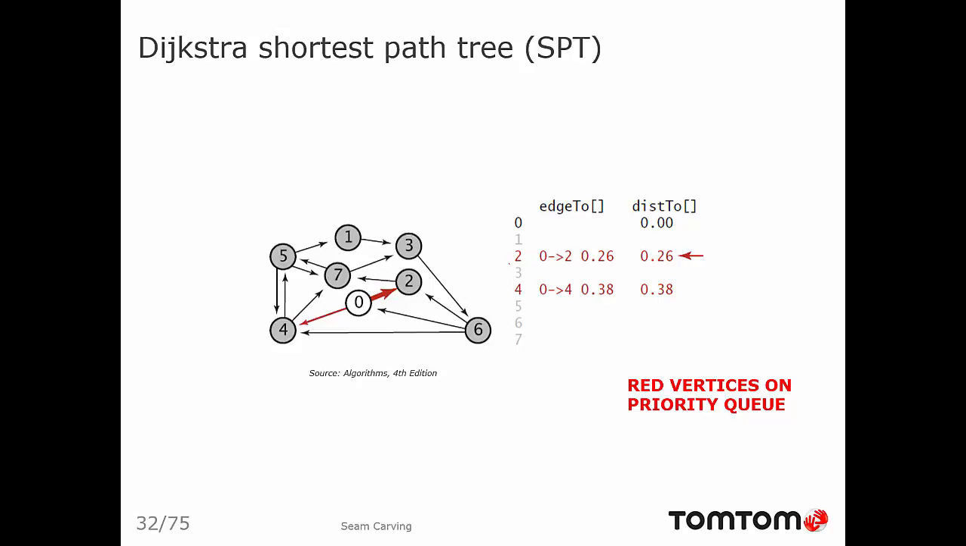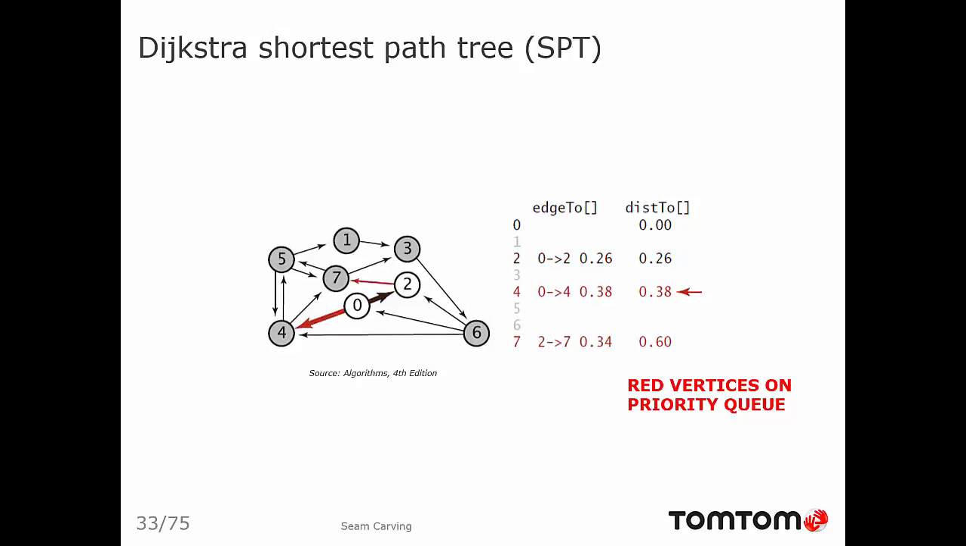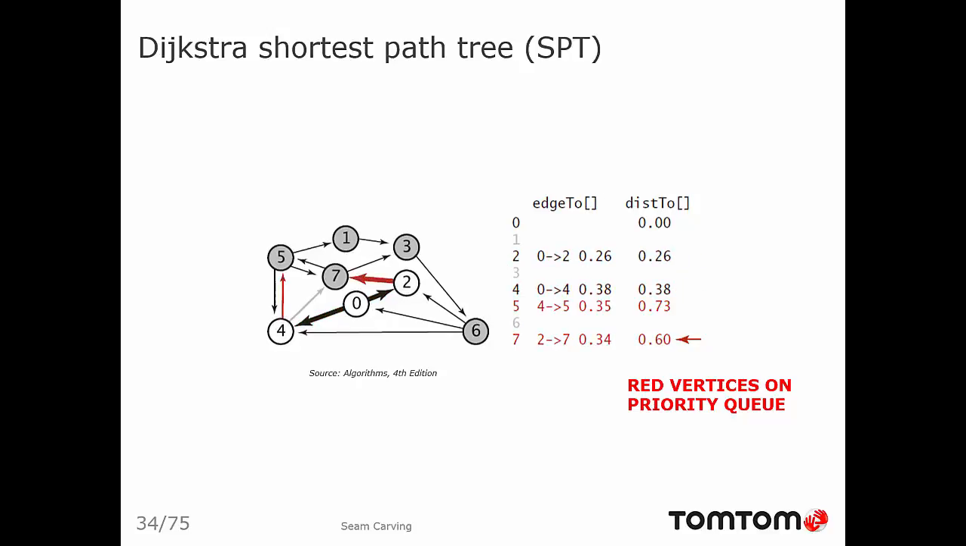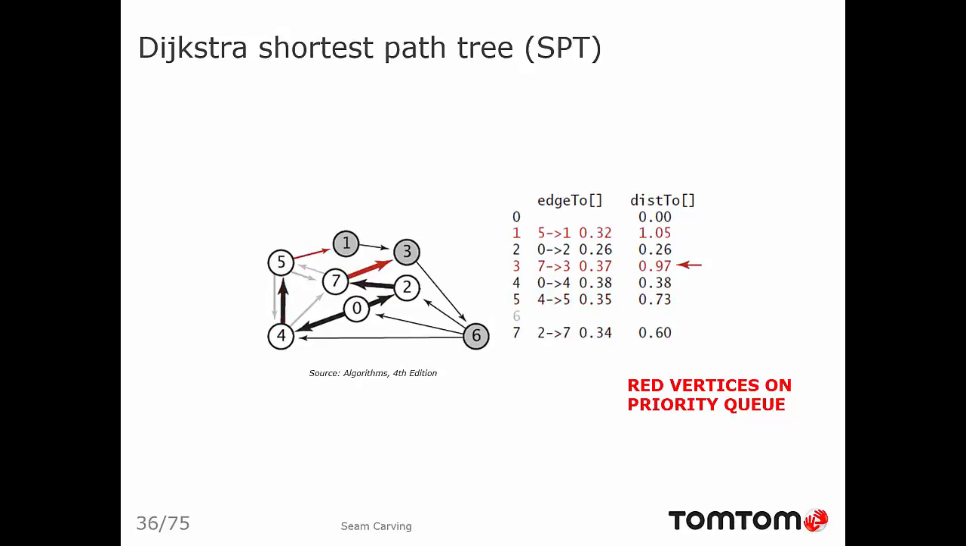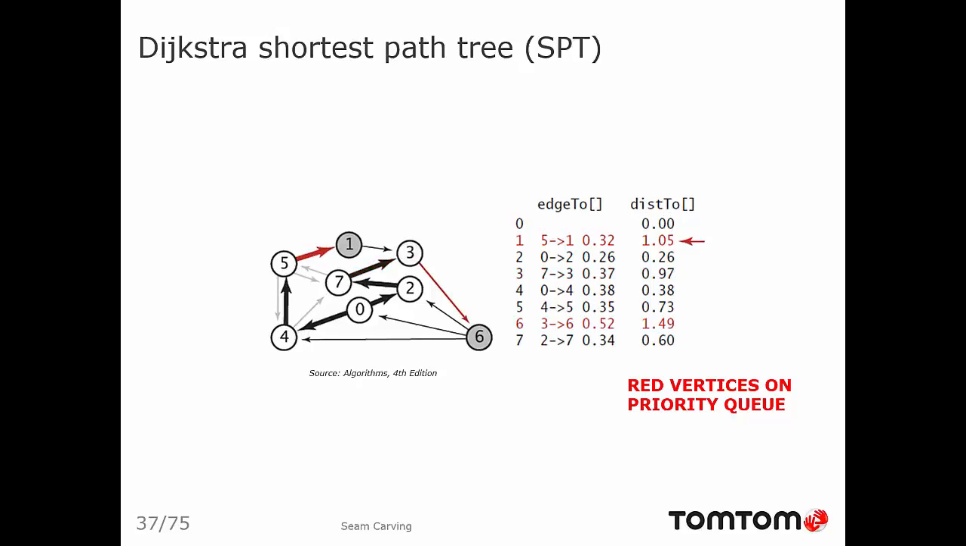So for this example, for 2, we will just put the distance to 2. Next iteration, the first on the priority queue will be 4, so we will put 4 and the distance to it, and so on. So thanks to using a priority queue, we make sure that we go from the source to the most distant point. That's why we are sure we'll only go to each point once, and we will have the shortest path tree.